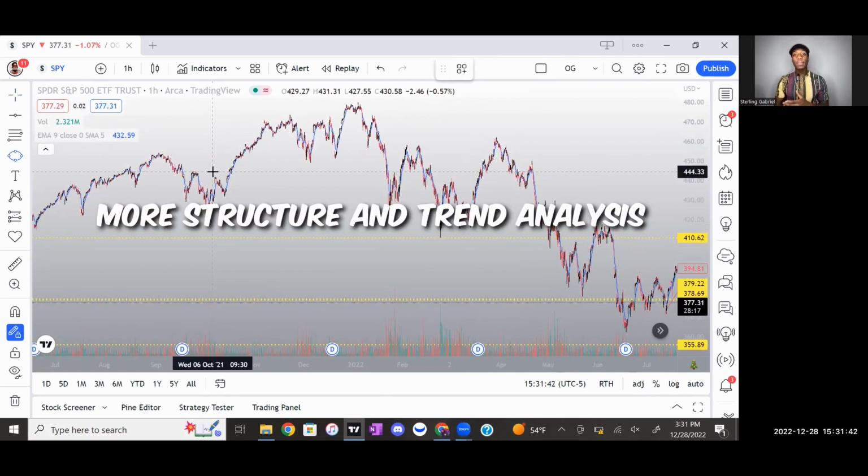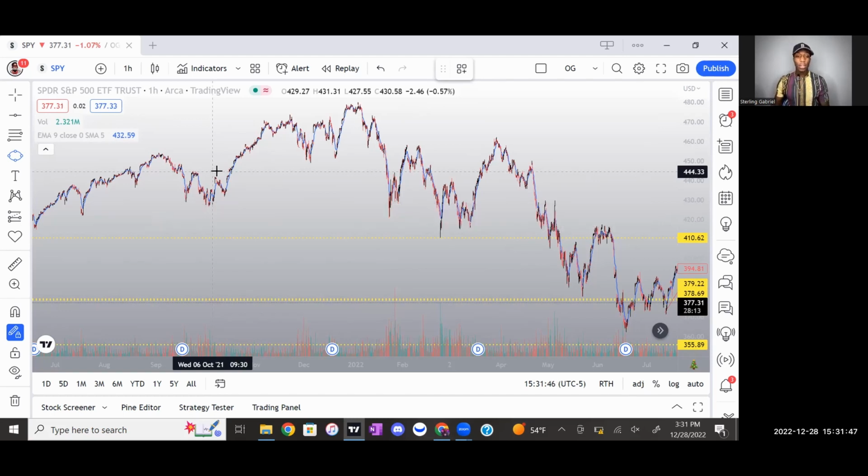Now, another example of trend analysis, and this time it's a bearish market structure once again. We're going to have this low right here.